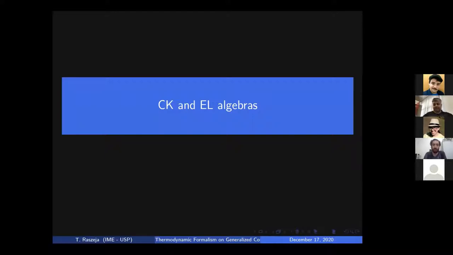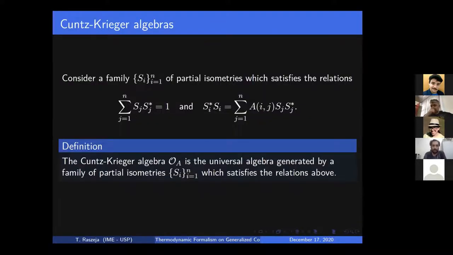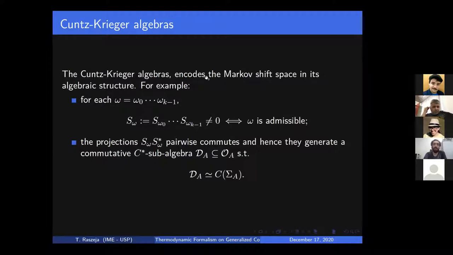Now a brief explanation about the Cuntz-Krieger algebras and the Exel-Laca algebras. The Cuntz-Krieger algebra is basically a universal algebra generated by partial isometries which satisfy these relations here. Also, this encodes the Markov shift space in the sense of a transitive matrix. If you take a finite word, you can write this operator as a product over each letter of the word. If you define it this way, this is non-zero if and only if the word is admissible.